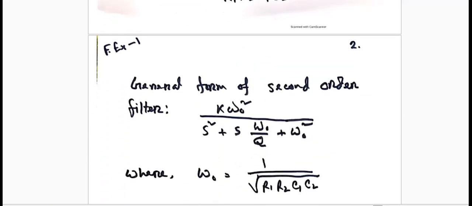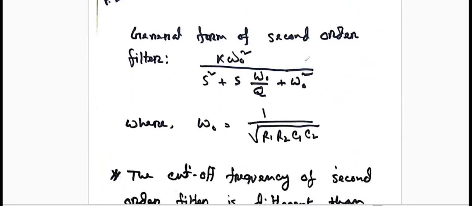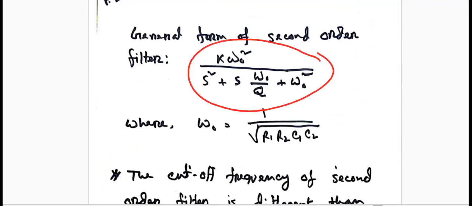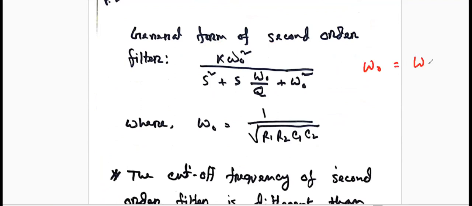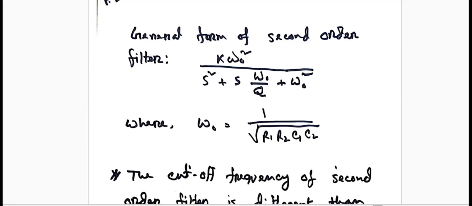I'll upload this. This is the general form of the second order filter, where omega 0 is basically omega c, the cutoff frequency. Q is the quality factor, and K represents the gain.